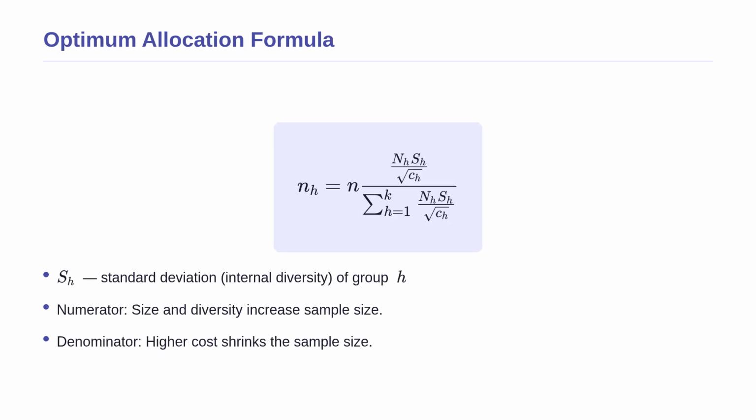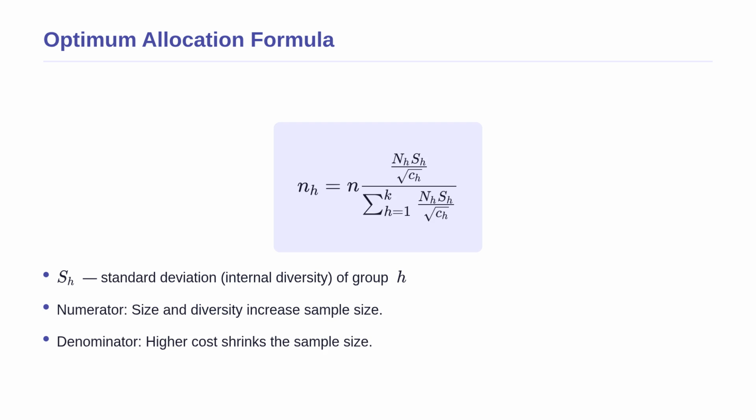Using calculus to minimize error within our budget gives us this master formula for optimum allocation. The new symbol here is capital S sub h, which represents the standard deviation, or the amount of internal diversity within group H. Notice carefully where each variable sits in the fraction to understand how it works. The group size and the diversity are in the numerator. This means if a group is larger or more diverse, the formula tells us to increase their sample size.